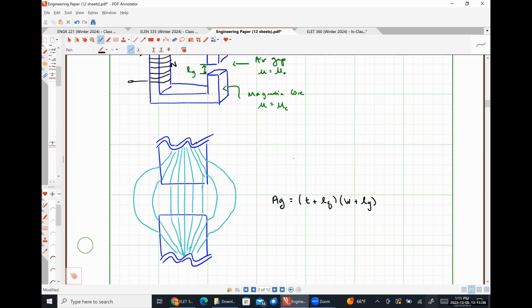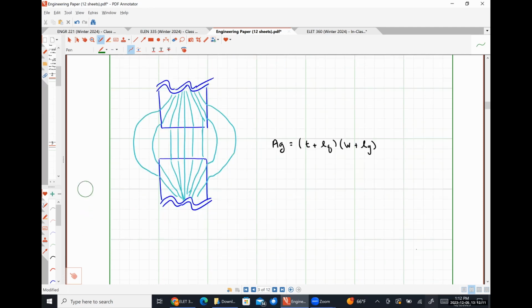Just for the sake of argument, let me define the thickness on our original diagram. There's the thickness, and then there's the width. Our general rule of thumb is to just increase the core dimensions by the gap length in both directions and use that to calculate the new area that the flux passing through the air gap sees. So let's put this into practice.